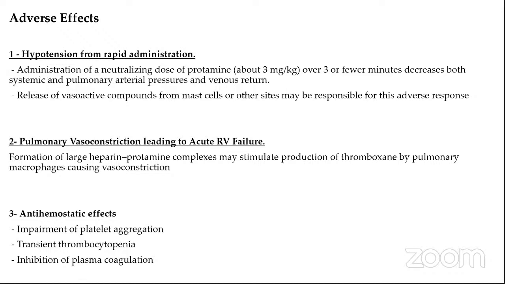This can lead to a release of vasoactive compounds from the mast cell and leads to hypotension. The other problem as well is pulmonary vasoconstriction, and this can lead to acute RV failure. This is a very dangerous side effect of Protamine, and this is believed to be because of production of thromboxane by pulmonary macrophage. And this is due to large heparin-Protamine complex.